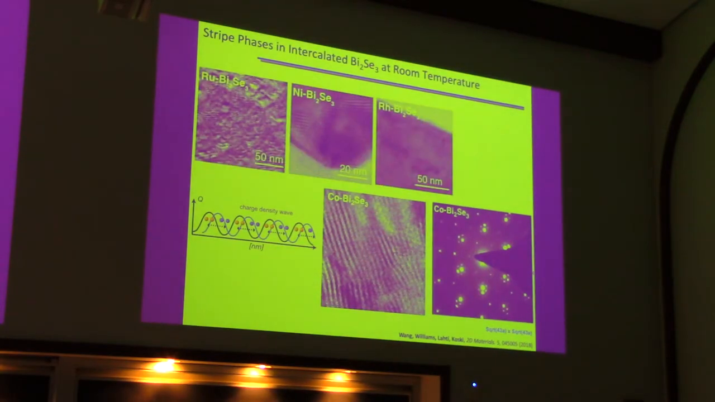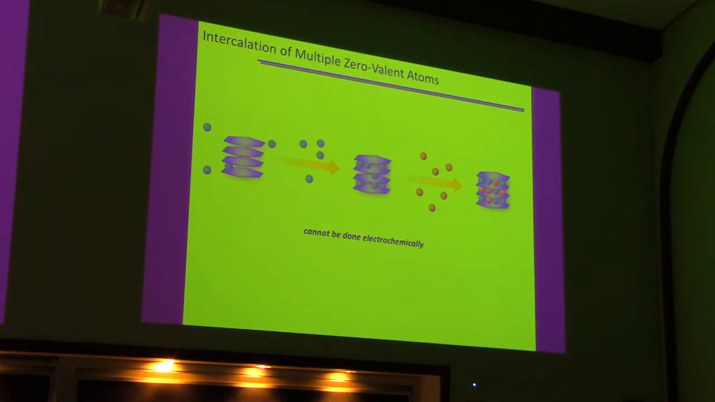Yeah. So, and we get that for all of these other different materials. You can see the different stripe phases showing up in ruthenium, nickel, rhodium, and manganese intercalated bismuth selenide. So it's interesting because you can't get charge density waves usually at room temperature. But these are at room temperature. They're showing up just right away.